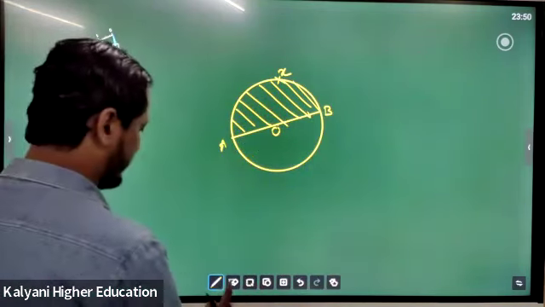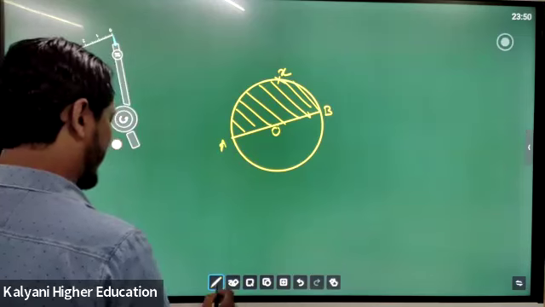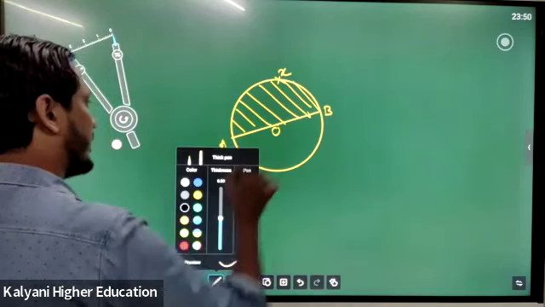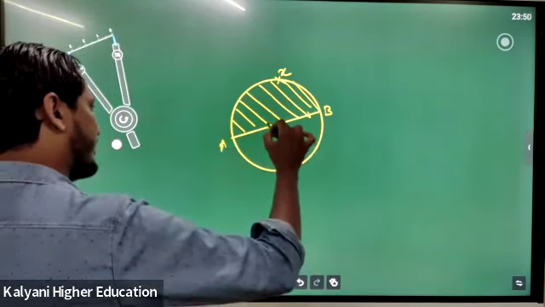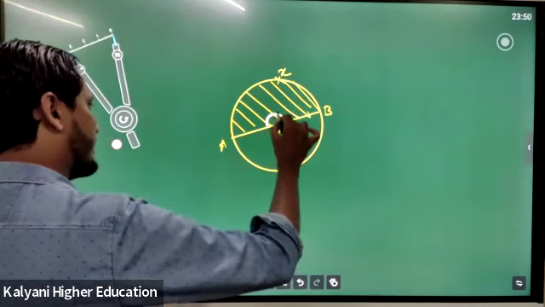Measure and write down the magnitude of the central angle of the sector AXB. I'll use a different color, I'll use white color. Can you tell me here? This is the center, no? This angle. What is the angle?